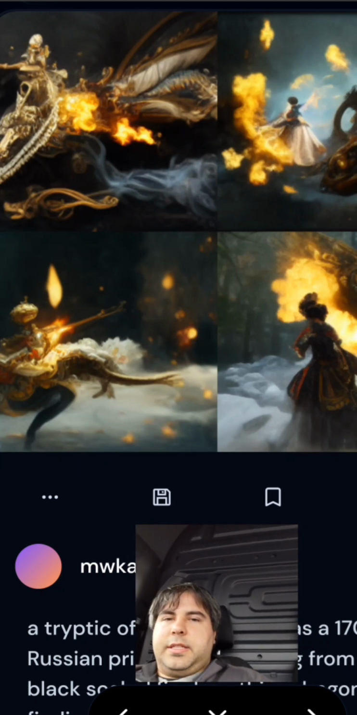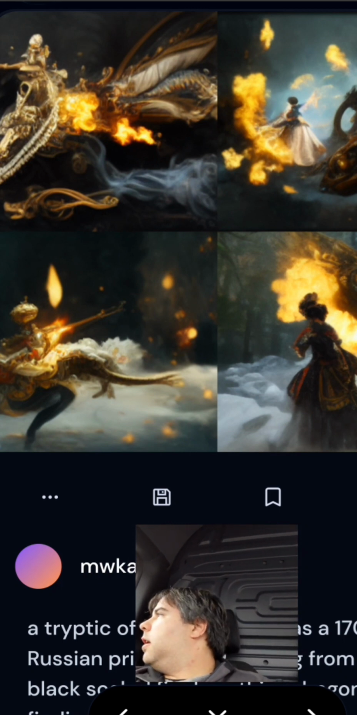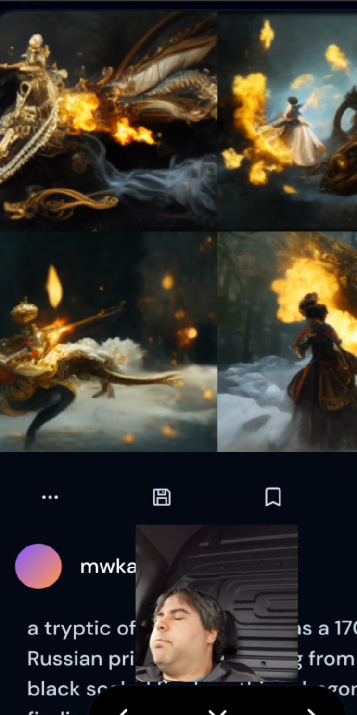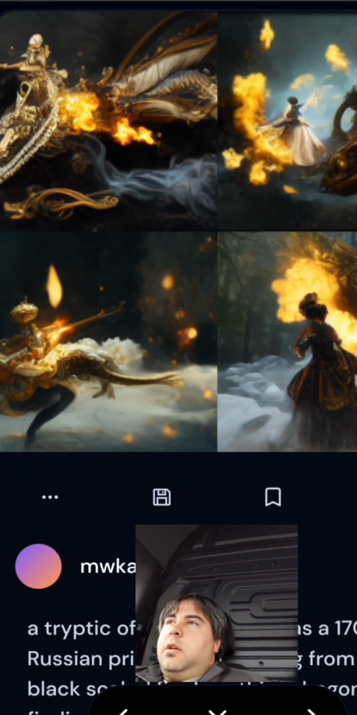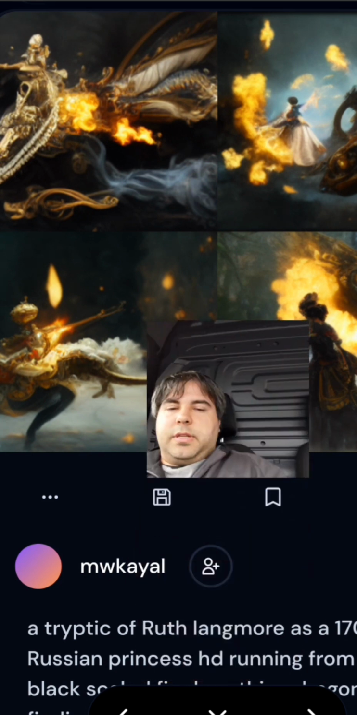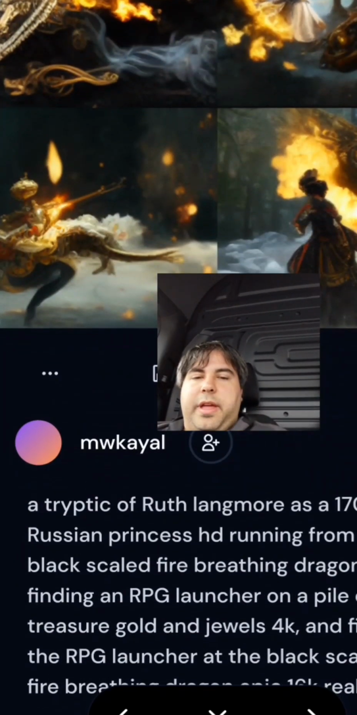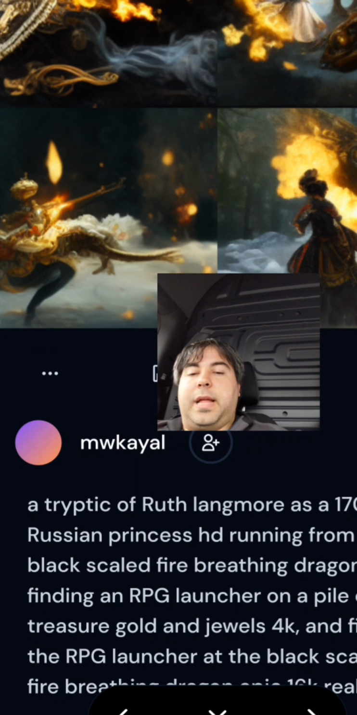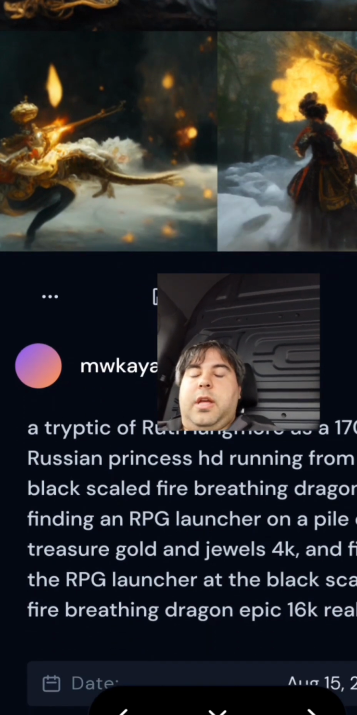this right here is the last thing I'm going to show you for this installment. I'm going to have more to come. I was horrified by this one, because the prompt was a triptych of Ruth Langmore as a 1700s Russian princess, HD, running from a black-scaled fire-breathing dragon, comma, finding an RPG launcher on a pile of treasure, gold and jewels, 4K, firing the RPG launcher.